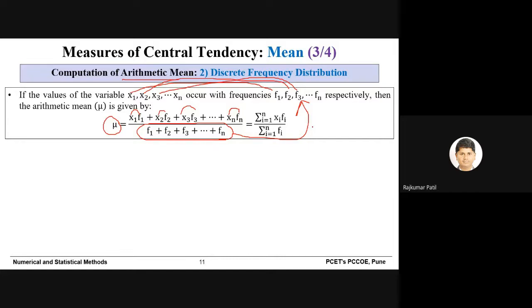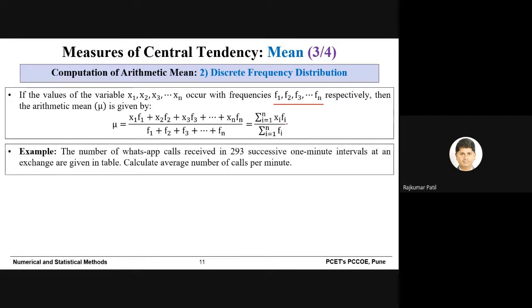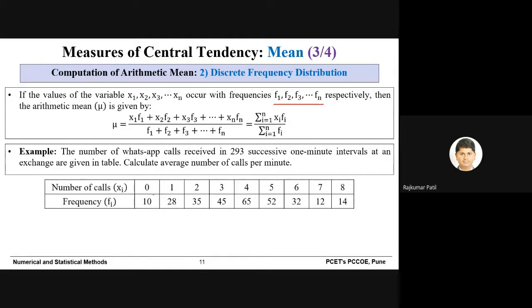This is a slight modification of the previous formula, because in the previous case individual observations were there, meaning x1 was observed only one time, x2 was observed only one time. Now in this case every observation occurs with frequencies f1, f2, f3 up to fn. So this is the modified formula. Now we will take one example. Here you can see the number of calls and its corresponding frequencies are given to you. So 0 calls, the frequency is 10.